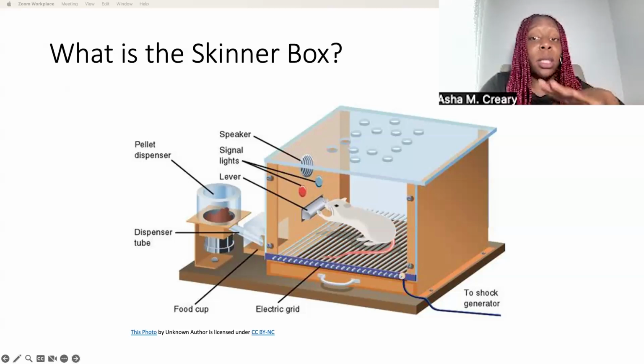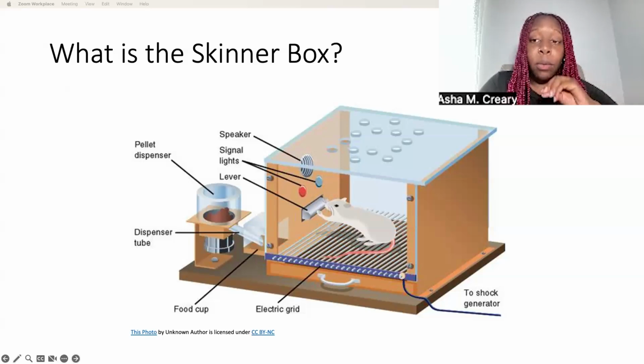It was designed to control the environment to help minimize distractions. So when the rat pressed the lever down, a small amount of food would be released as a reward. At first, the rat might accidentally press the lever, but eventually it learned that pressing the lever led to food.